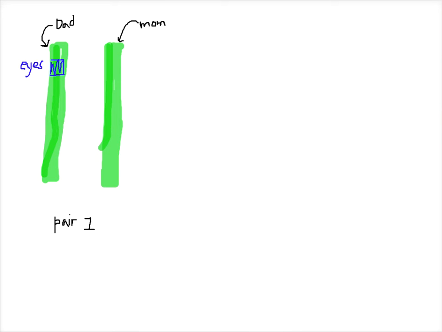And then if we go further down the chromosome, let's say we get to another gene. And remember, these genes would have nitrogen base sequences in them, A, T, C's, and G's. Let's say that this one is for height.